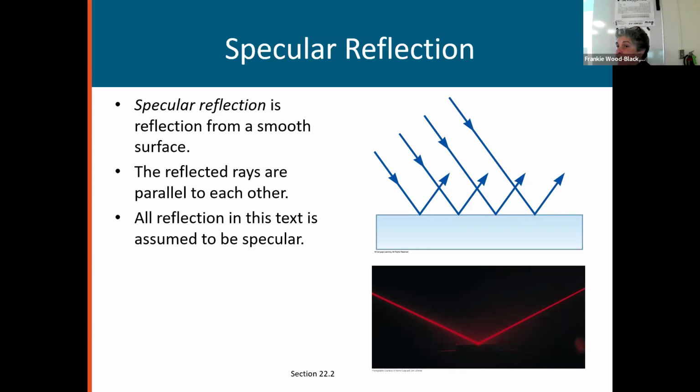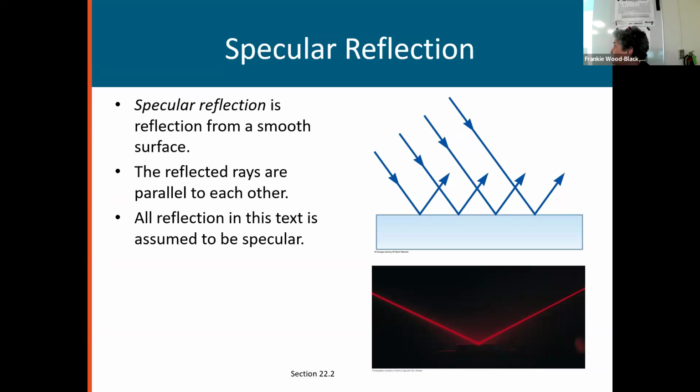And you can do it with a laser pointer. I can do it with a mirror. I can do it with glass. And we are going to assume it's specular. That's going to give me my nice uniform surface, because we're going to see diffuse as well, but we're not going to play with diffuse.